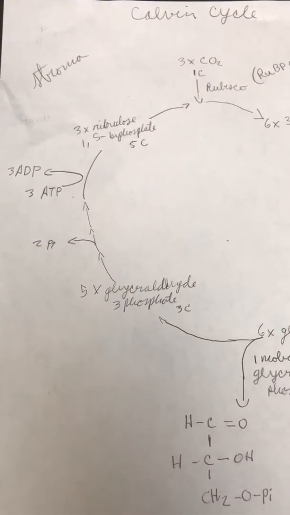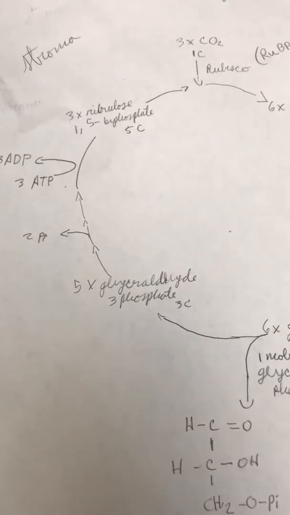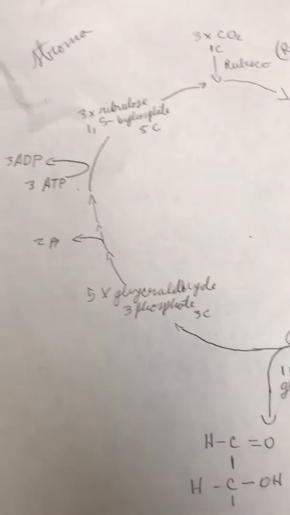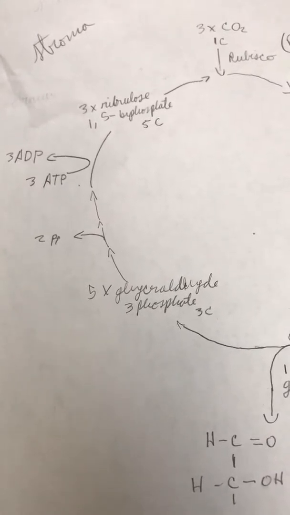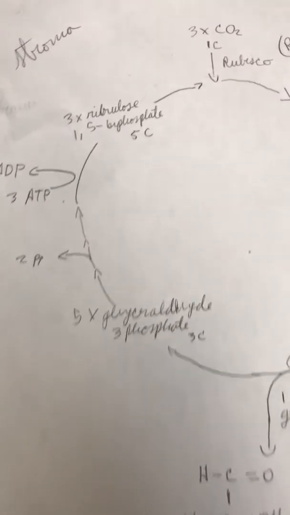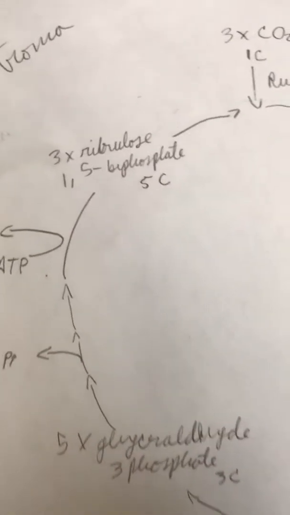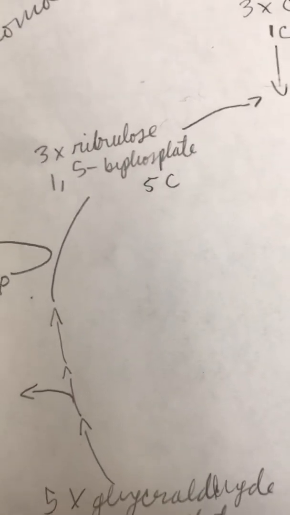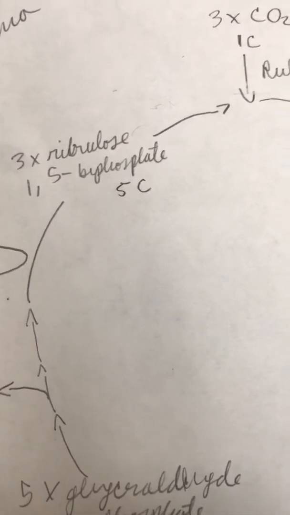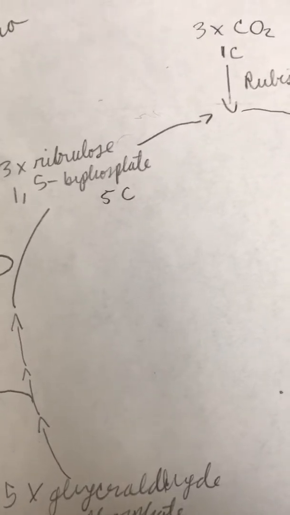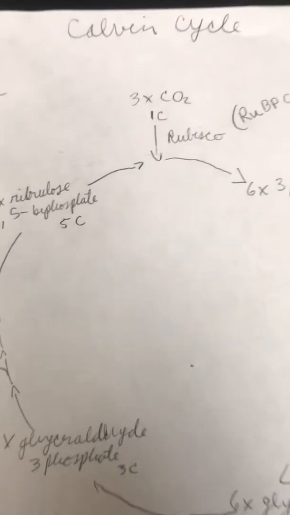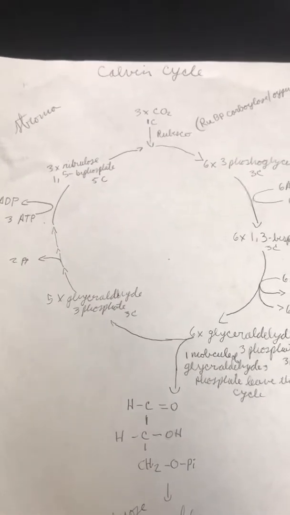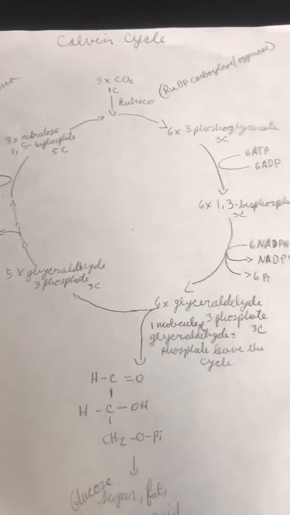So it enters back into the cycle. As you see, the 5 glyceraldehyde 3-phosphates, it gives off 2 more phosphates. It uses 3 ATP energies to form three ribulose 1,5-bisphosphate, which is a 5 carbon, and then it just continues the cycle two more times for a total of 3 times.